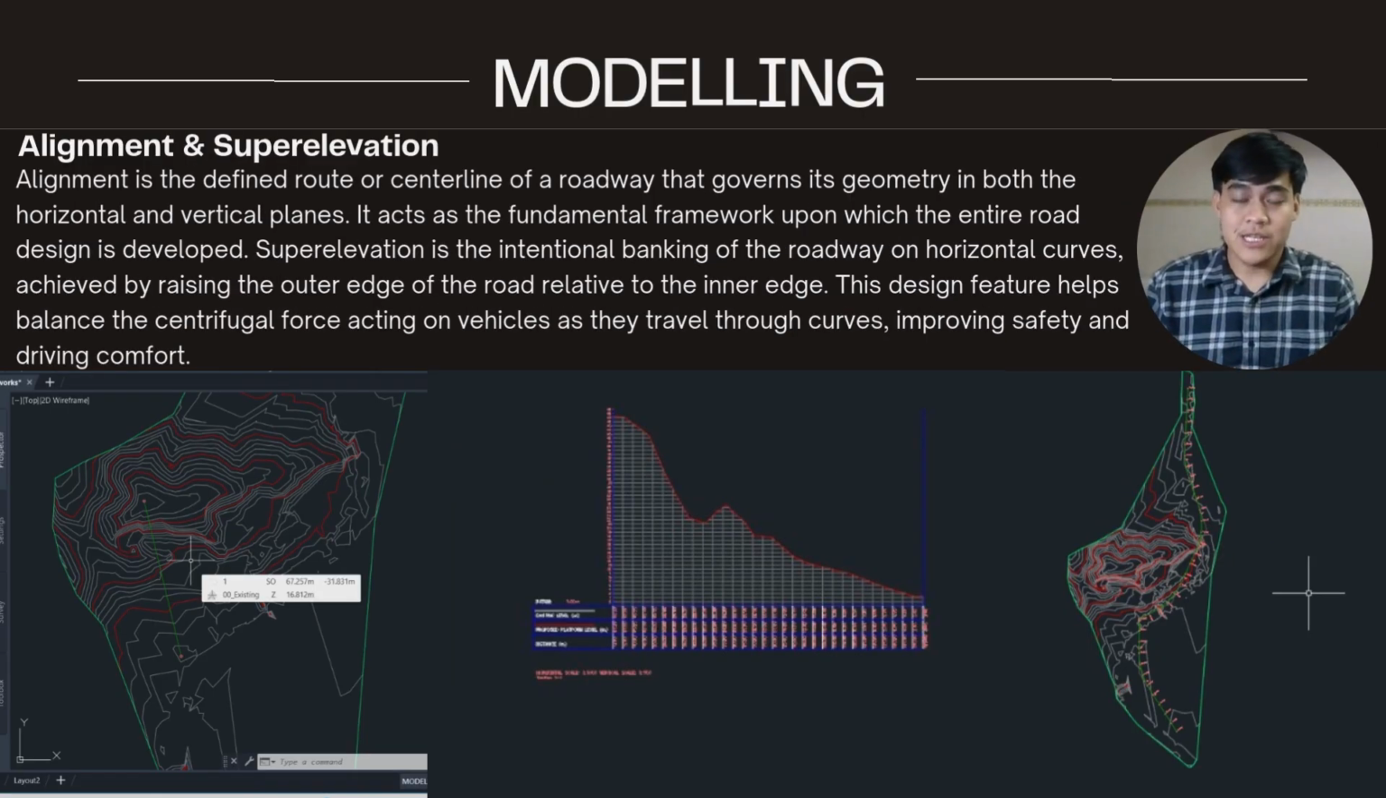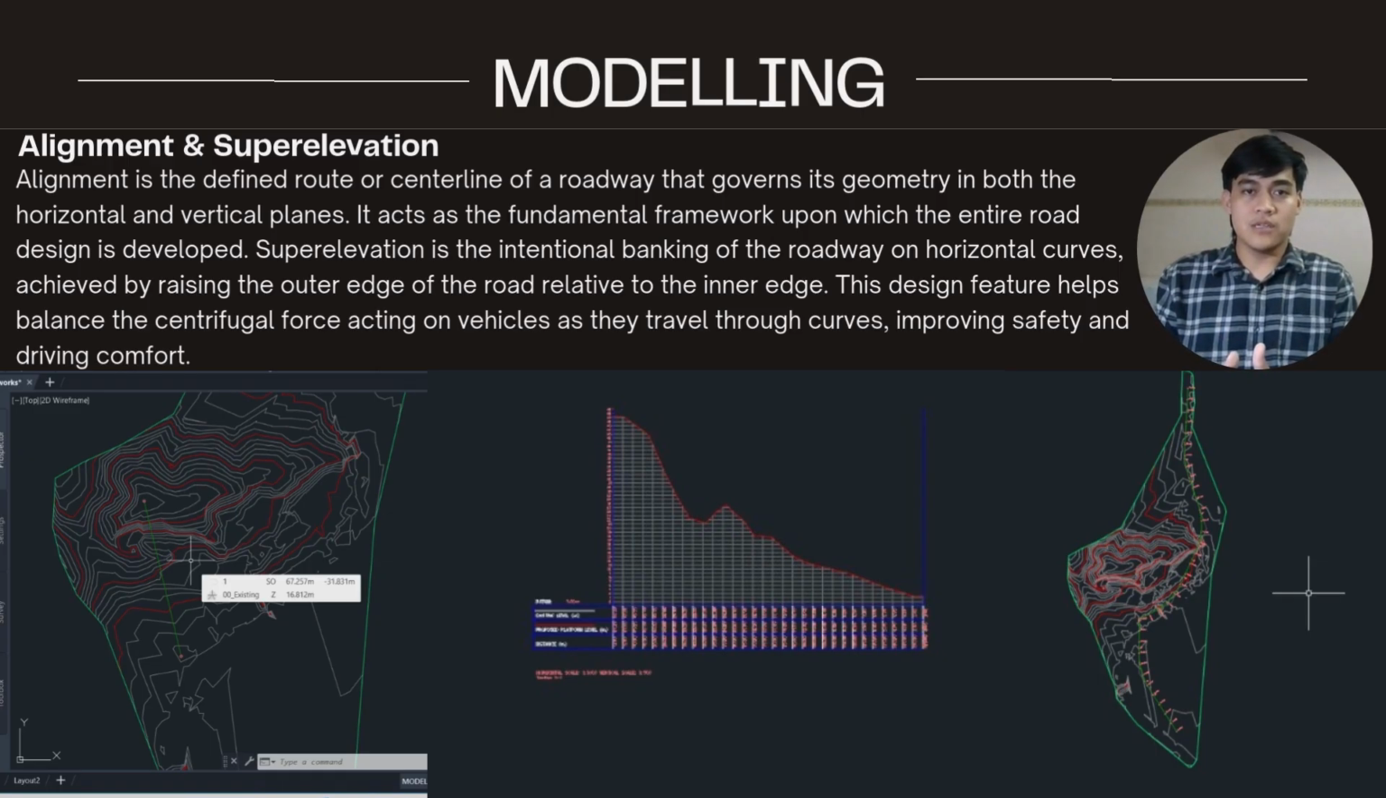The next part is alignment and superelevation. Alignment is the defined road or center line of a roadway that governs its geometry in both the horizontal and vertical planes. It acts as the fundamental framework upon which the entire road design is developed.